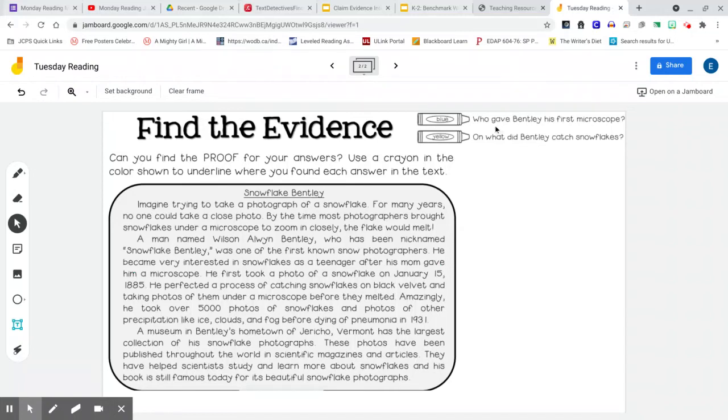So our first question, who gave Bentley his first microscope? So let's go back and read until we find that answer. And we are going to be highlighting that blue.